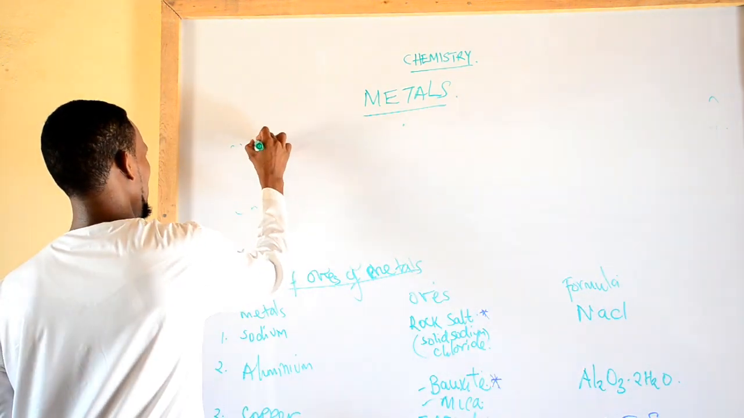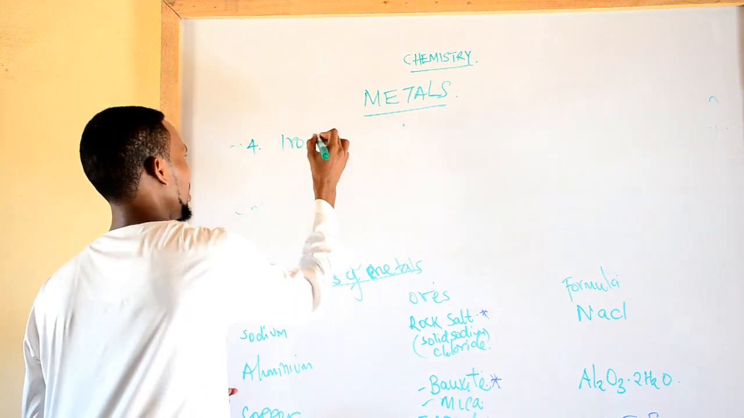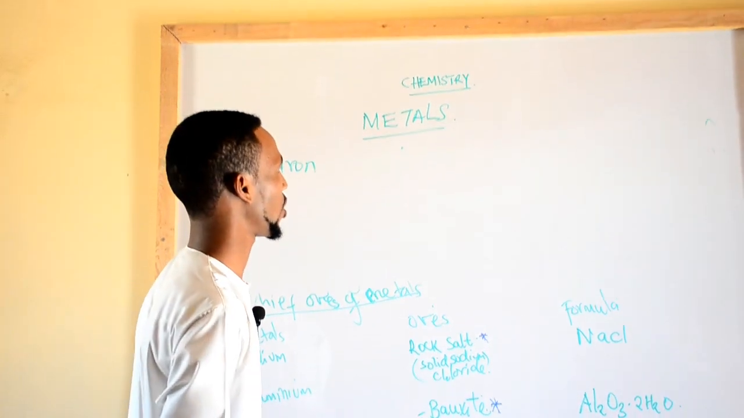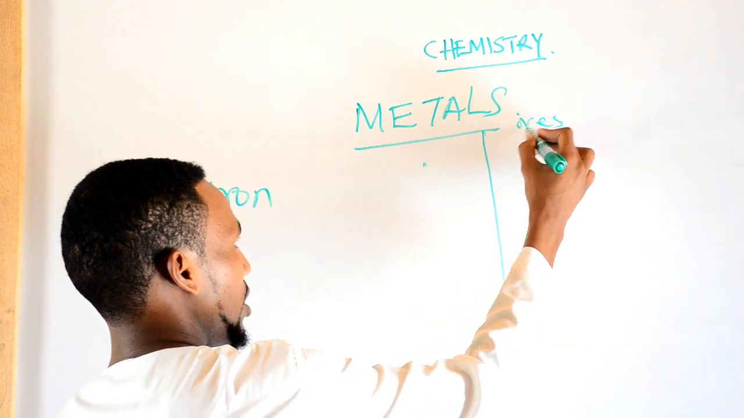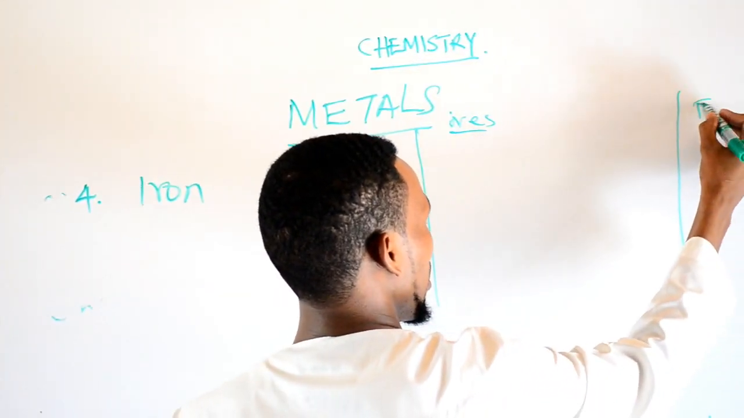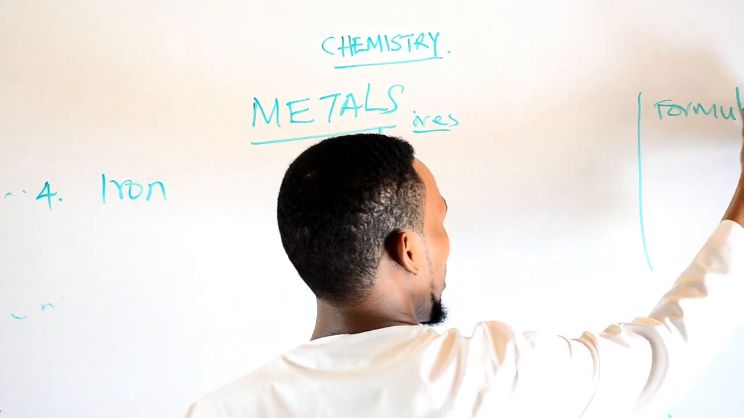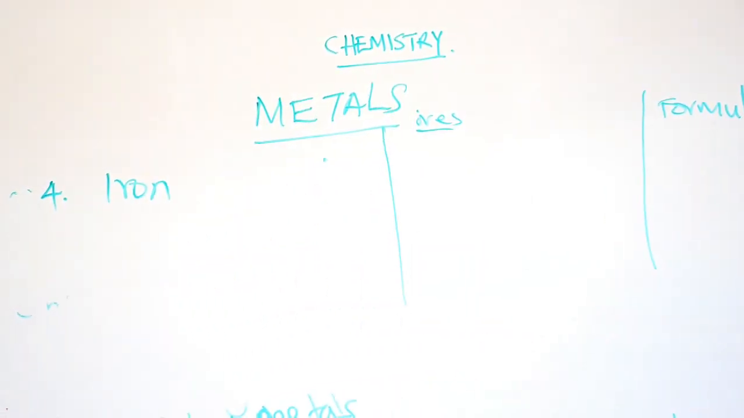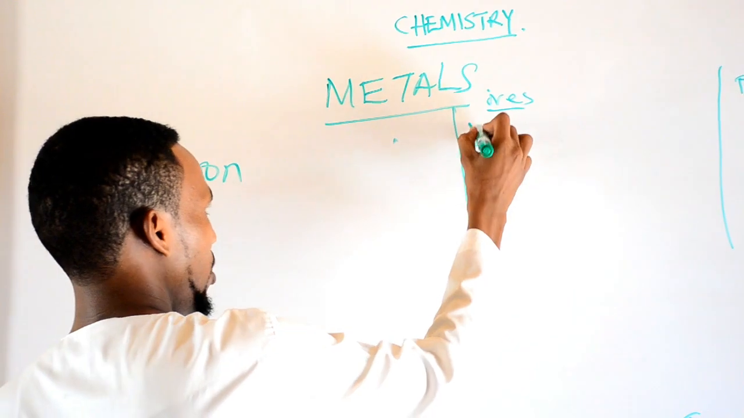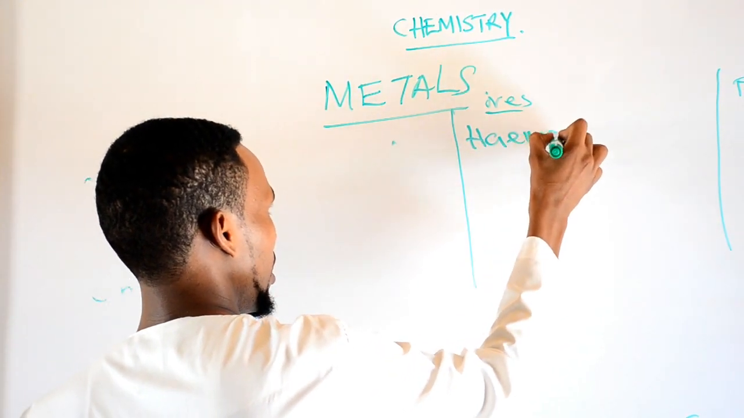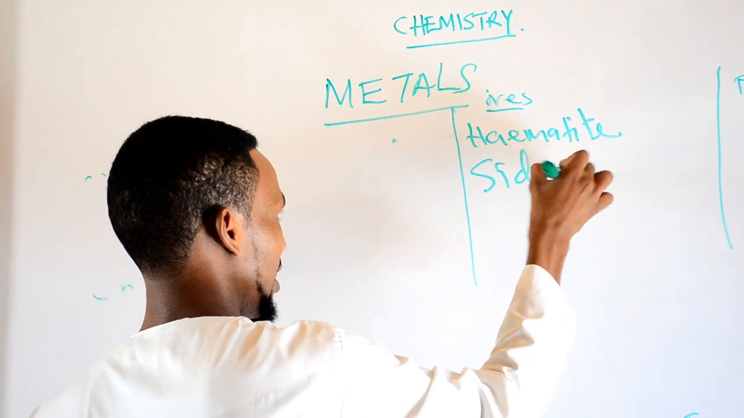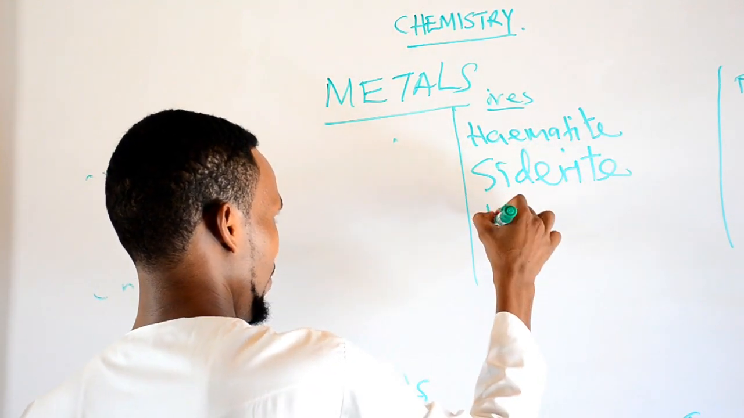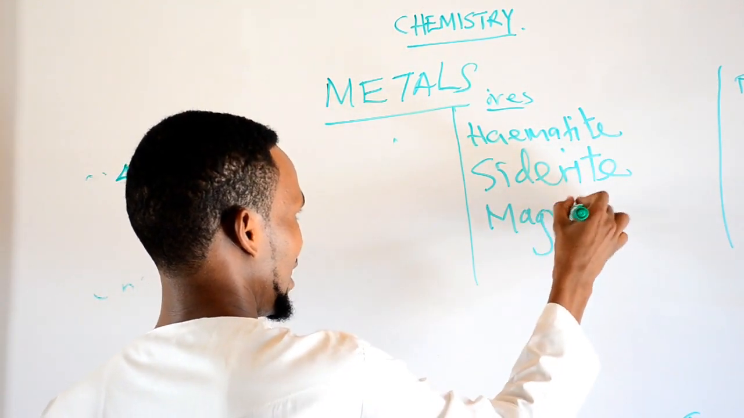The next metal that we're talking about is iron. Iron has got several ores, and the first one is something called hematite. The second one is siderite. And then the third one is magnetite.